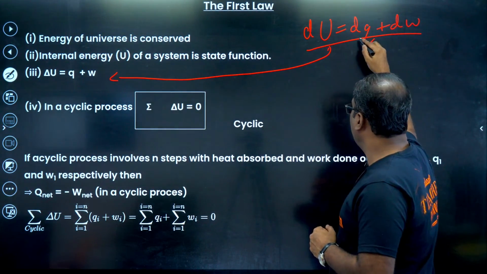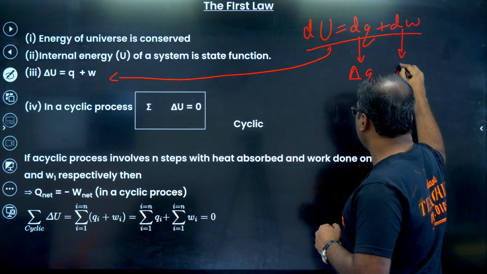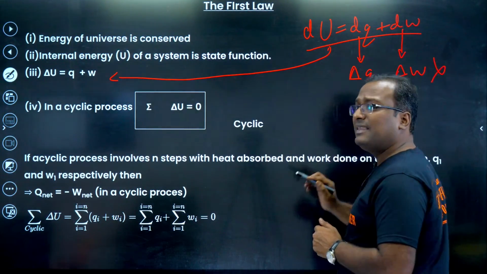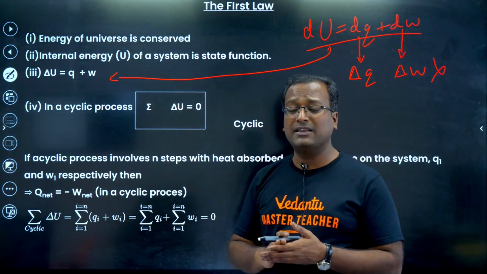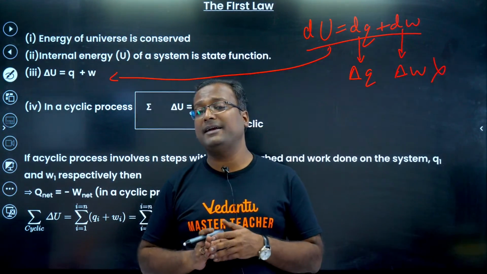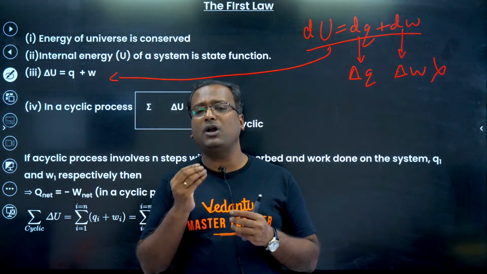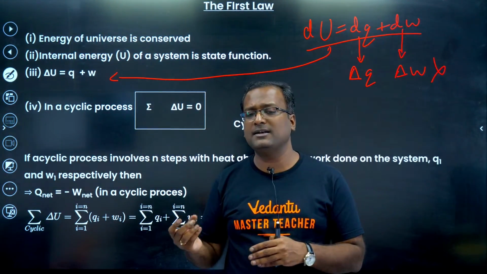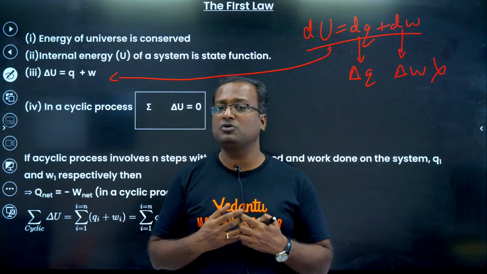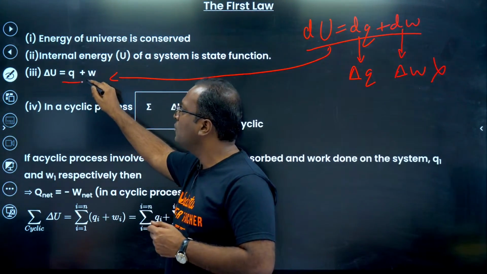Mind you, the integration of dq is not delta q, and the integration of dw is not delta w. That's wrong. Delta is used for state functions, not path functions. We know that work and heat are path functions. So dq means small heat exchange, dw means small work done, and when we integrate it simply comes to q and w. Now one thing is very important to note here.